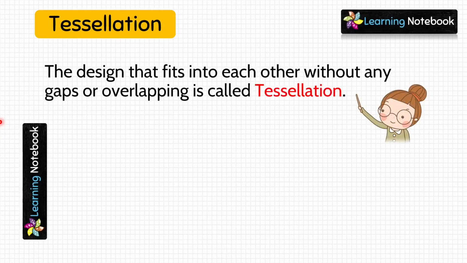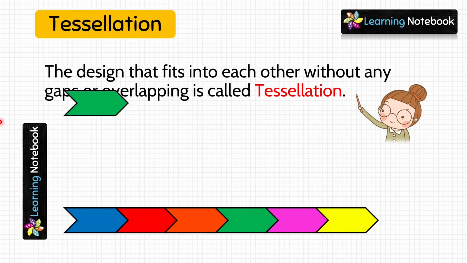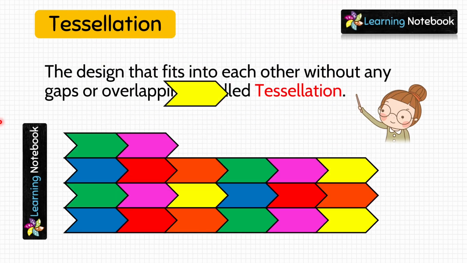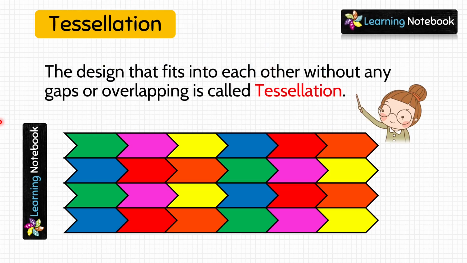So what is tessellation? The design that fits into each other without any gap or overlapping is called tessellation. For example, look at this design. It fits into each other and there is no gap or overlapping. So this is tessellation.